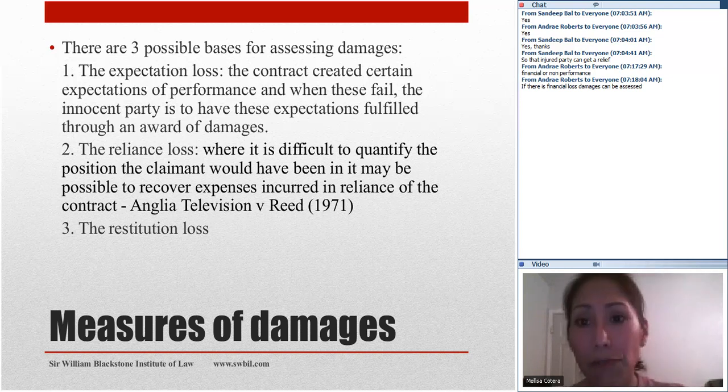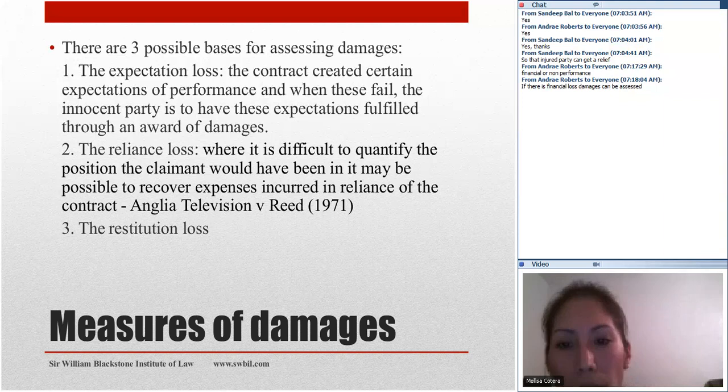If there is a financial loss, damages can be assessed. Yeah, thank you. There are three possible bases for assessing damages: expectation loss, reliance loss, and restitution loss. Okay. Does anybody have an idea what is expectation loss?